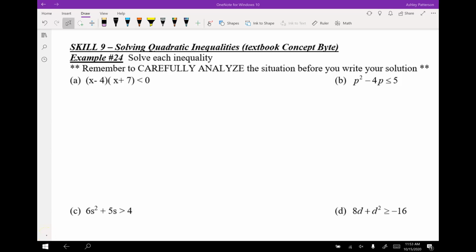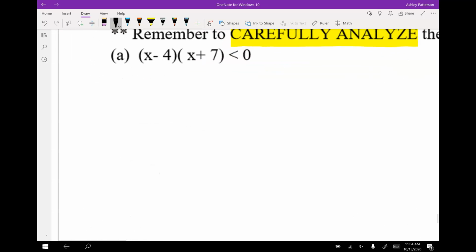Welcome to the last skill of Unit 2. Crazy. All right, we are solving quadratic inequalities algebraically, and it is really important to not just solve the inequality, but carefully analyze the situation that you're solving. Okay, that is the biggest advice I can give you on this one. What does that mean? Well, let's jump into it and find out.